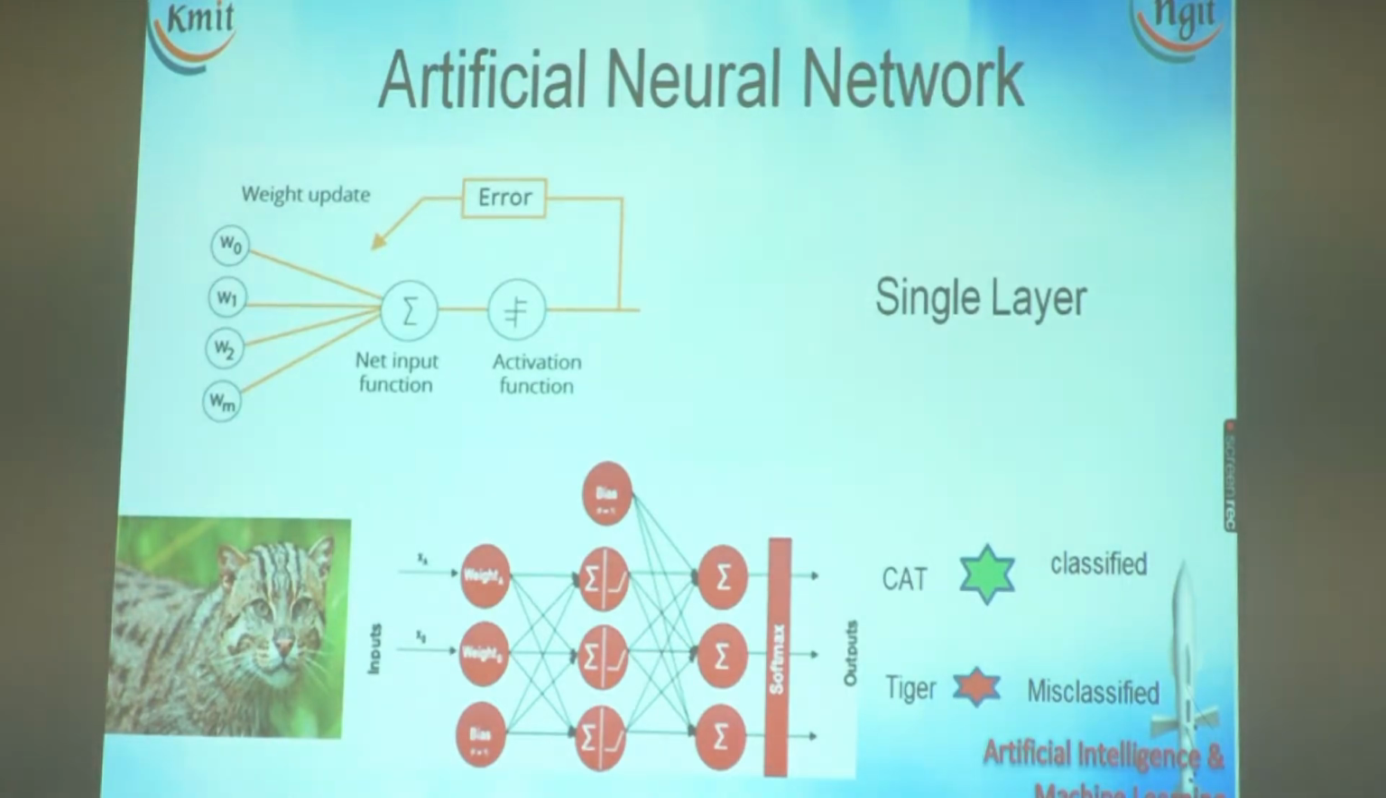What is sigmoid? What is the equation of sigmoid? 1 by 1 plus e power minus y, such that it always gives the output between 0 to 1. 0 means not classified, 1 means classified.